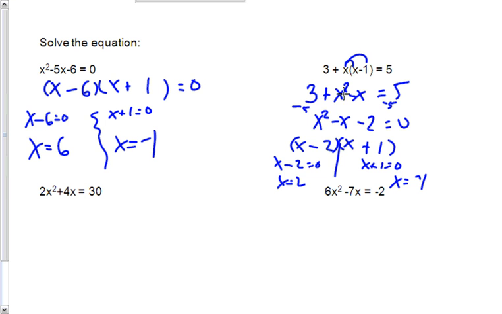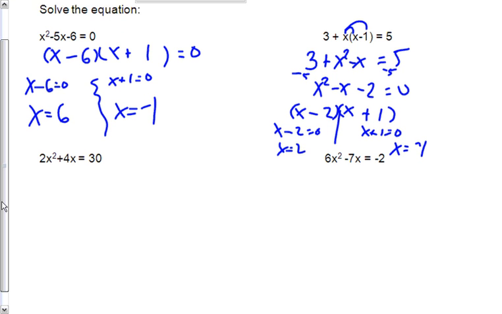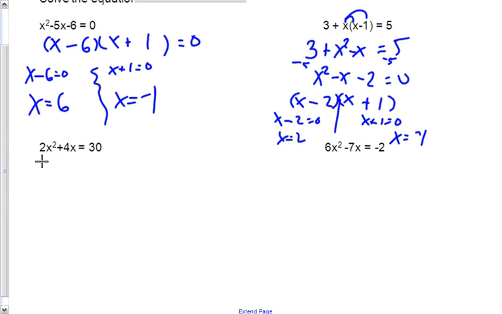All right? So if I were to graph this thing, moving this over, if I graph specifically this one right here, y equals, this is where it's going to hit the x-axis. All right, third question. All we got to do is move everything over. 2x squared plus 4x minus 30 equals 0.